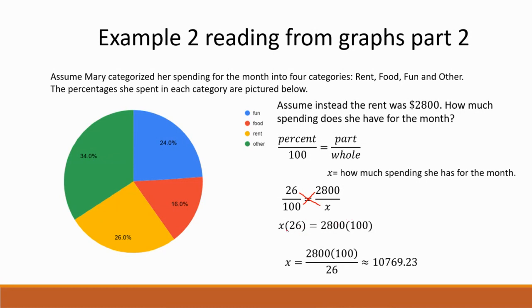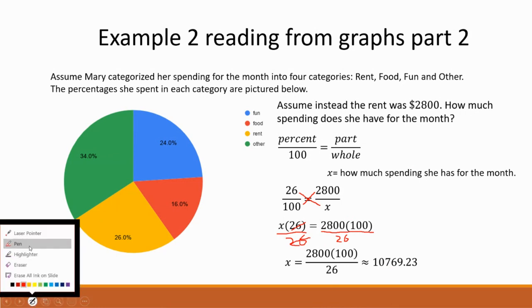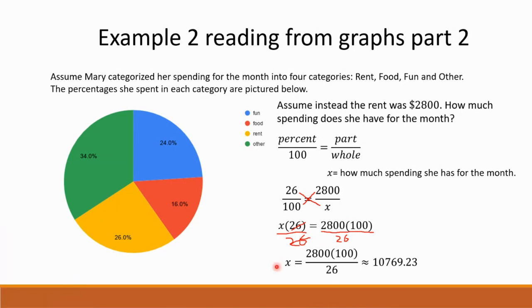But then we want to solve for x, right? x is the amount of spending she has for the month. So we want to solve for x. So we're dividing by 26, as you can see, right? Then these are going to cancel, and we get x is equal to this quotient, which turns out to be about $10,769.23. You know, approximately. I had to round it off to 2 decimal places, but that's okay. It happens.